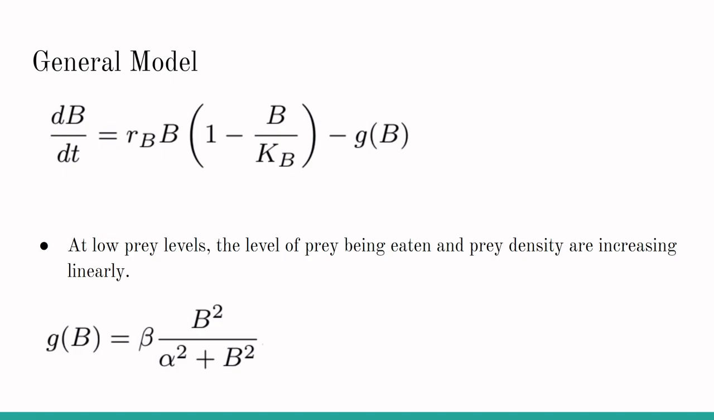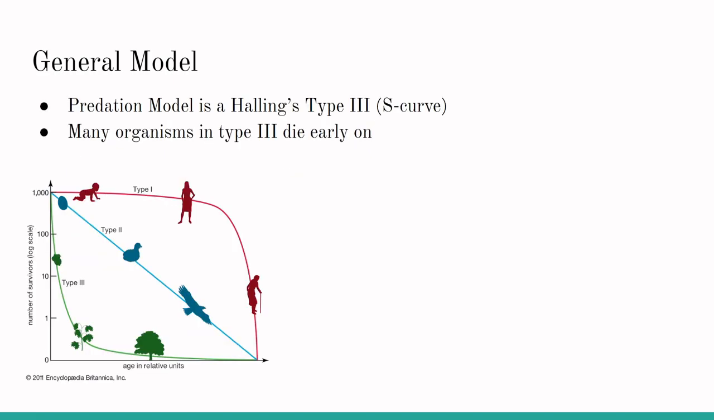KB is the carrying capacity. This represents the limit to the amount of worms there can be in a system due to the availability of natural resources. g(B) is the function representing the predation of the worms. In our model, this represents the birds eating the worms over time. At low prey levels, the level of prey being eaten and prey density are increasing linearly. The spruce budworm's predation model is a Holling type 3, which creates S-shaped curves in the population graph.